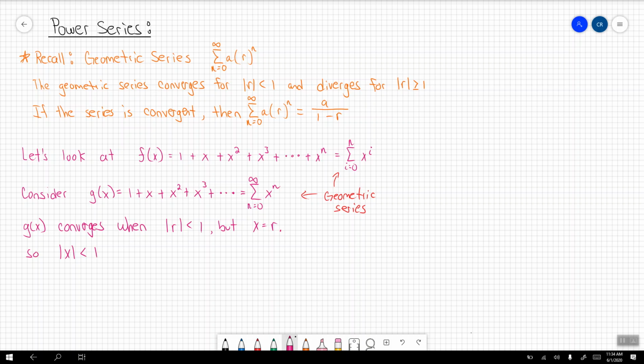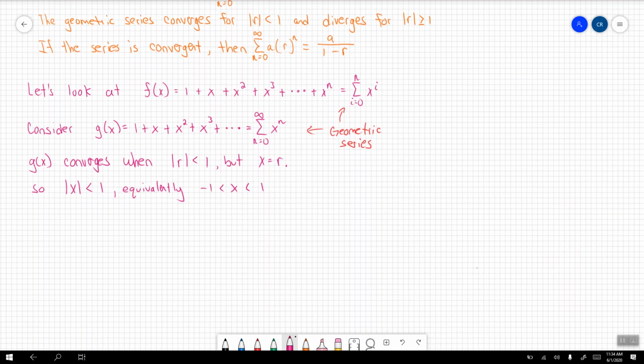Well, algebraically, so equivalently, this means that this is going to converge whenever x is larger than -1 and less than 1. All right, so that's pretty cool so far. Now, this is when it converges.